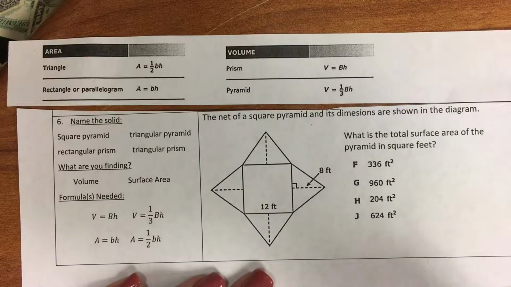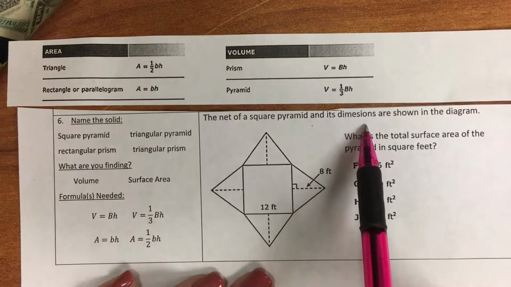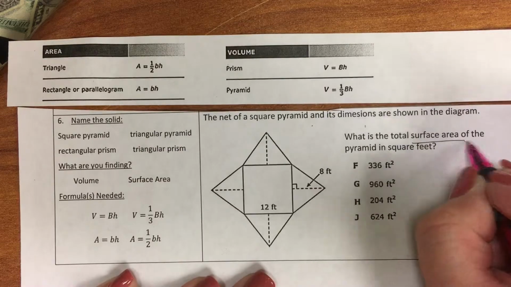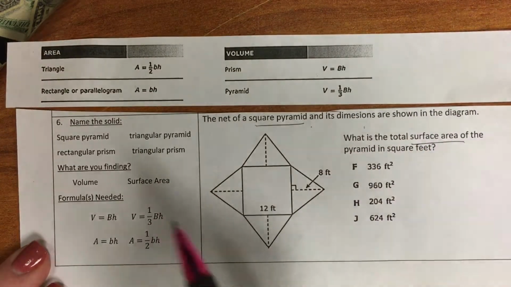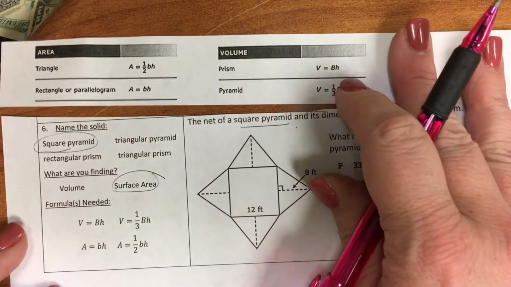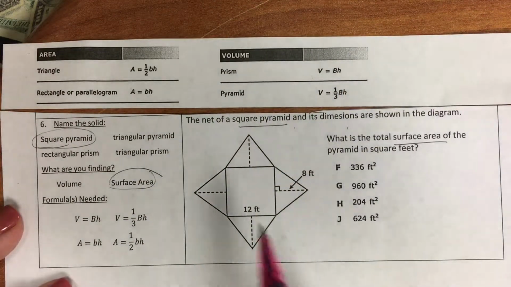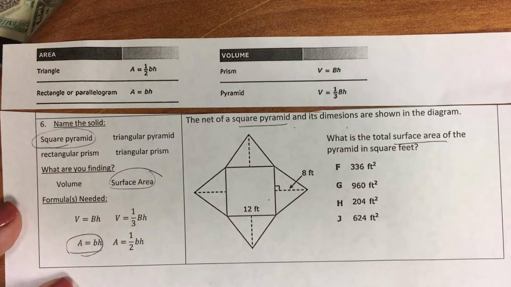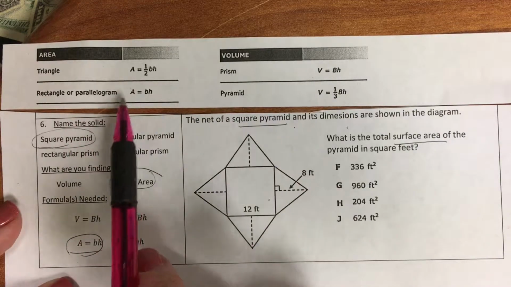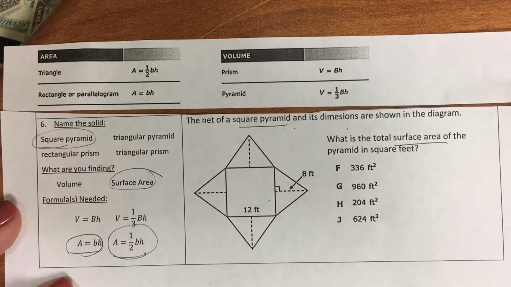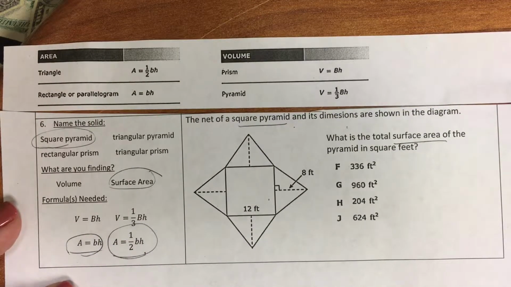Question 6. The net of a square pyramid and its dimensions are shown in the diagram. All right, what is the total surface area of the pyramid in square feet? So we're finding surface area. We have a square pyramid. All right, so to find the surface area, well, I have a square base, so I need the base and the height of the rectangle. And I have triangles, so I need 1/2 base times height to find the area of the triangles.